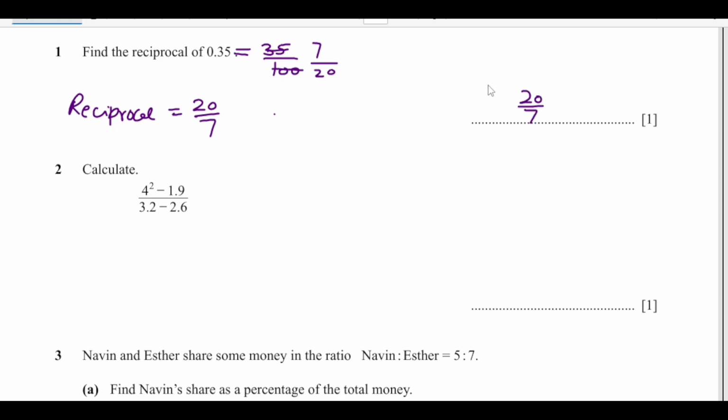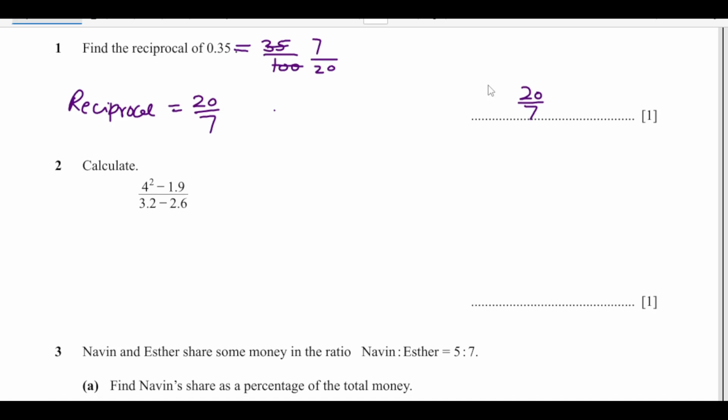Now calculate 4 squared minus 1.9, over 3.2 minus 2.6. This is just a 1 mark question. So plug in all the values in the calculator. You will get 23.5.